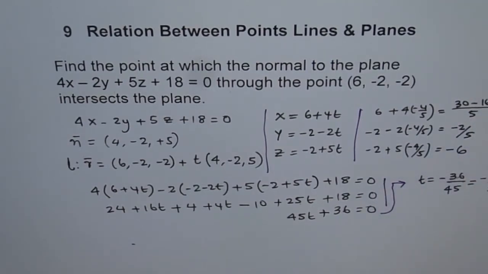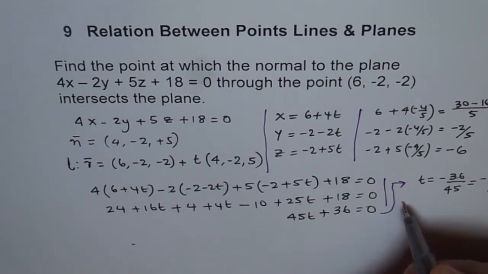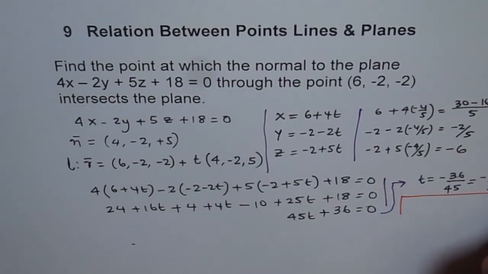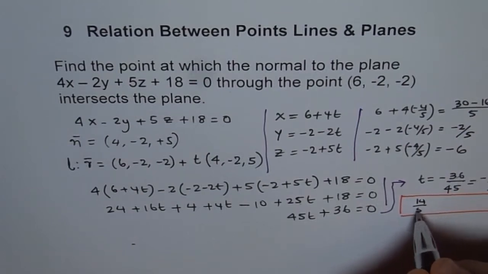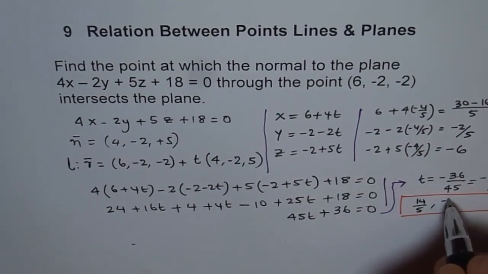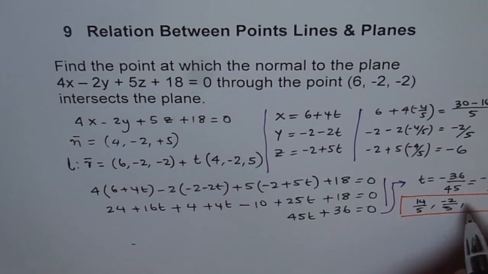So these are our answers. We'll write down our answer here in a box. The point of intersection which we have got is 14 over 5 for the x value, minus 2 over 5 for the y value, and minus 6 for the z value. So that's the answer: 14 over 5 for x, minus 2 over 5 for y, and minus 6 for z, correct?